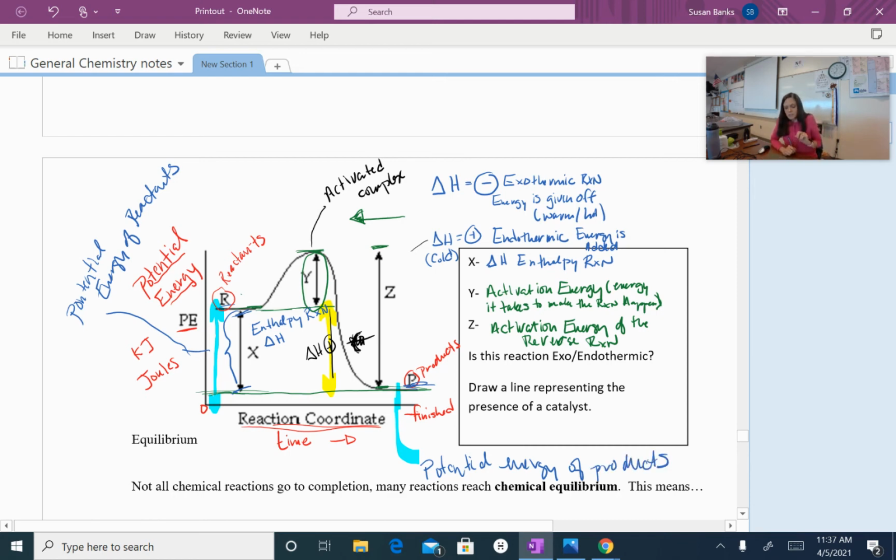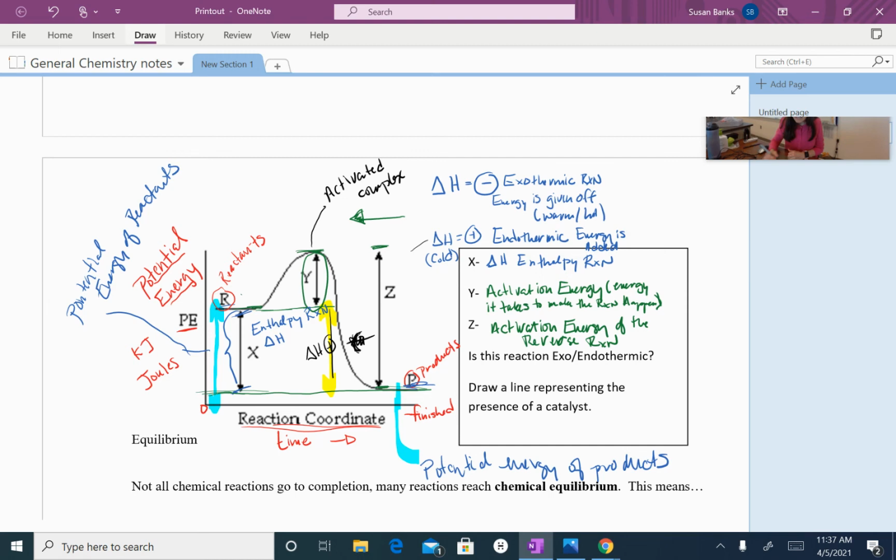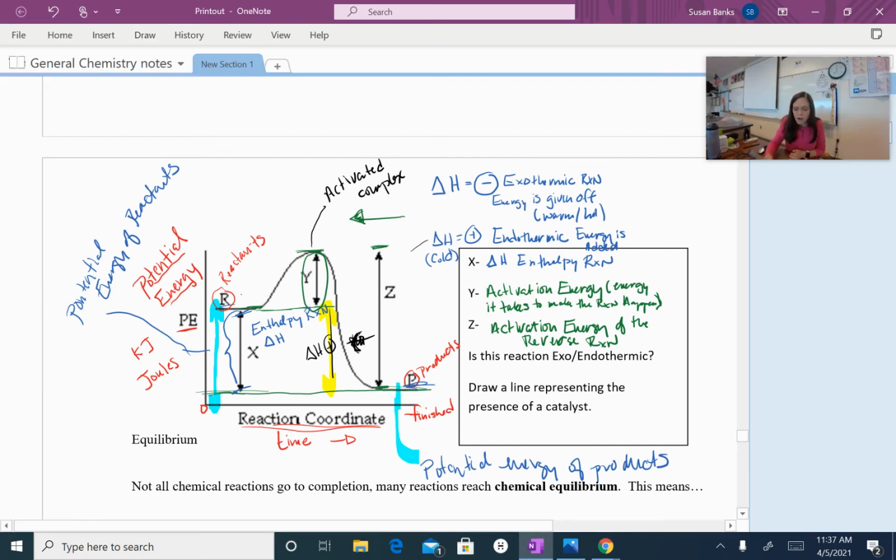Okay, so that is how you read an energy diagram. Now there's one more thing: when we put a catalyst in, we said that catalysts speed up reactions. How do catalysts speed up reactions? They speed up reactions by giving an alternate pathway. And so if I put in a catalyst, I would have an alternate pathway at a lower energy level.